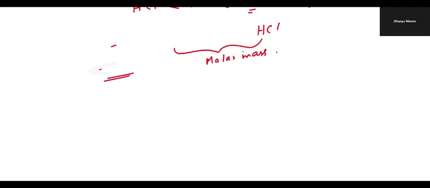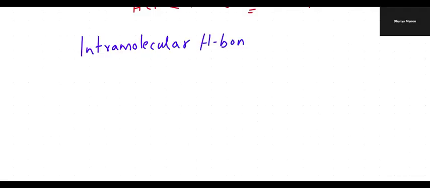The next type of bonding is intramolecular hydrogen bonding. That means intra, within the molecule. So hydrogen bond is formed within the molecule.